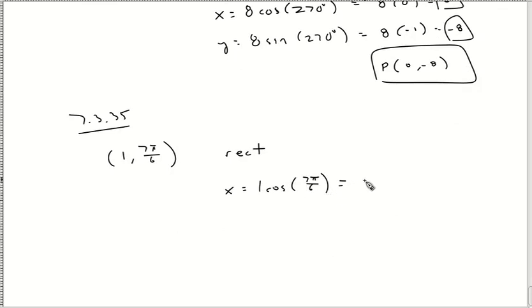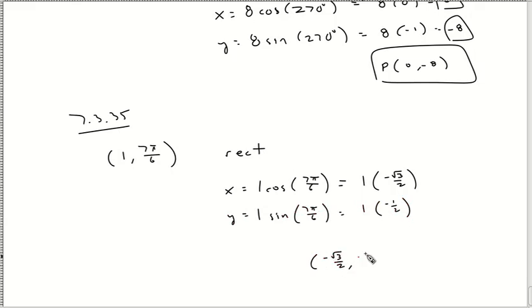Cosine at 7 pi over 6. You've memorized your unit circle, haven't you? Yes. Hold on, let me think about this one, okay? Yeah, it's negative square root 3 over 2. Very good. And of course, 1 times anything is itself. So then 1 times here, it's a negative 1/2. So my answer would be negative square root 3 over 2, negative 1/2. There it is. Awesome.